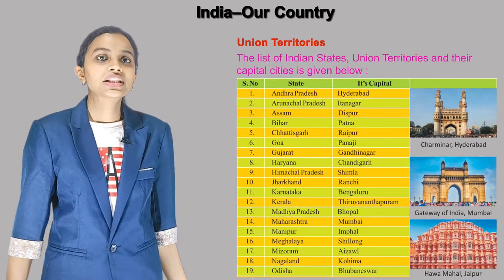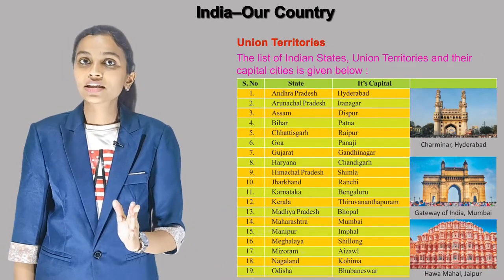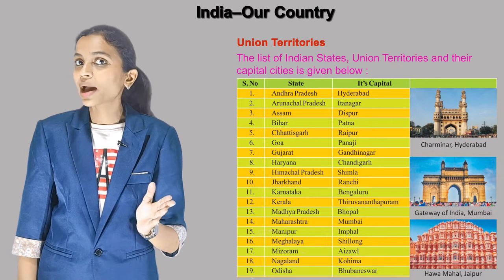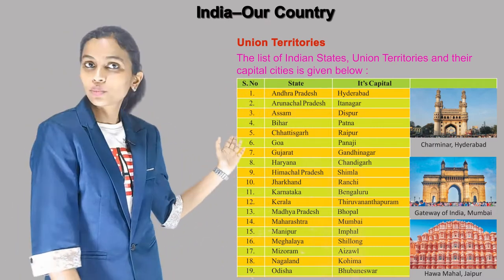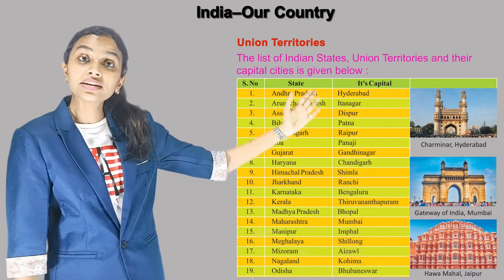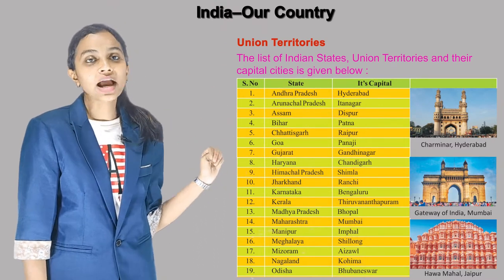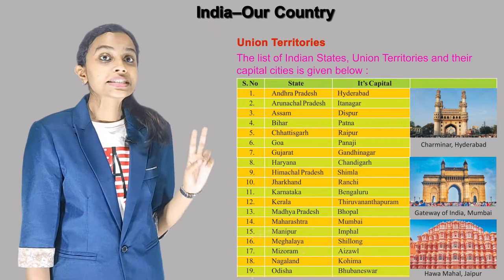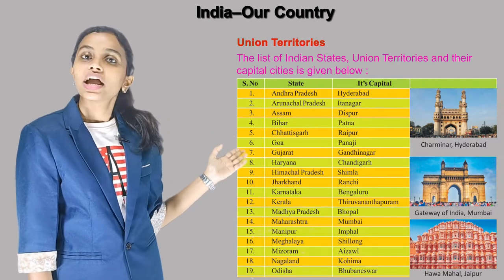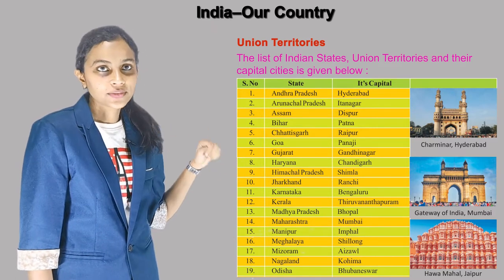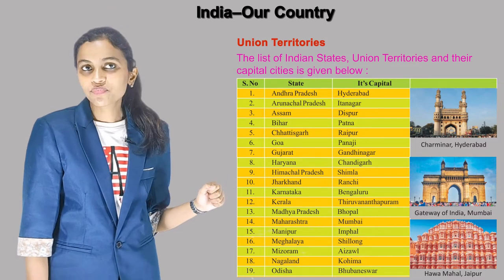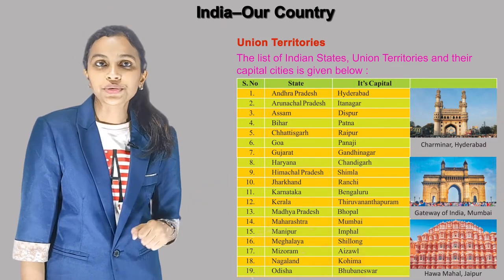The list of Indian states, union territories and their capital cities is given below. See the states and their capital. First is Andhra Pradesh and its capital is Hyderabad. Second, Arunachal Pradesh. Its capital is Itanagar. Third one is Assam. Its capital is Dispur.